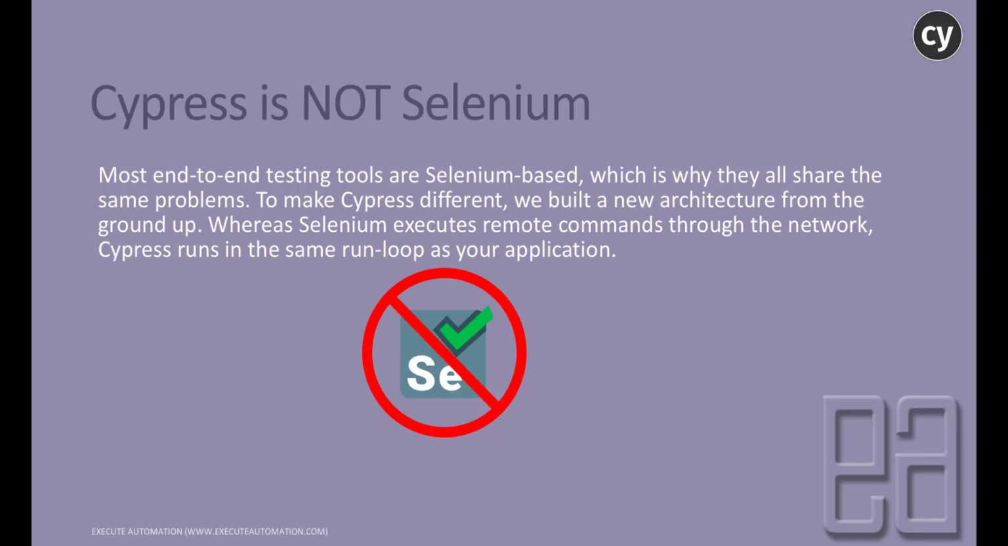Whereas Selenium executes remote commands through the network, Cypress runs in the same run loop as your application. This is the statement that I took from the Cypress website. And it is really cool to see that there is a new tool, open source, much faster and more reliable than Selenium, currently available in the market as an alternative to Selenium.